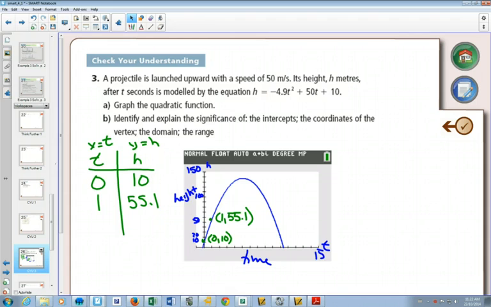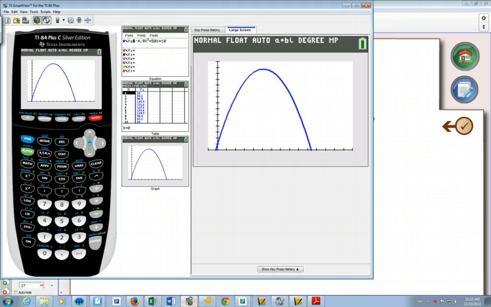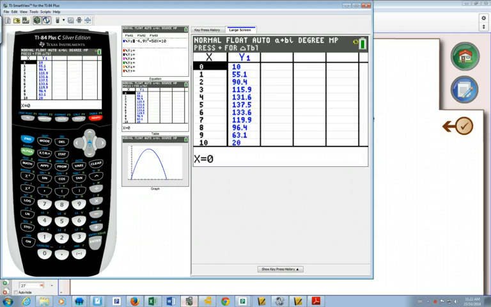Now the nice thing about your graphing calculator is it does table of values too, especially on one like this. Can you see plugging in 2 would not be such a fun mental math exercise? But on your graphing calculator, above the graph button, it says table. If you go second, table, 0, 10, 1, 55.1, 2, 90.4, 3, 115.9. That is very amazing.